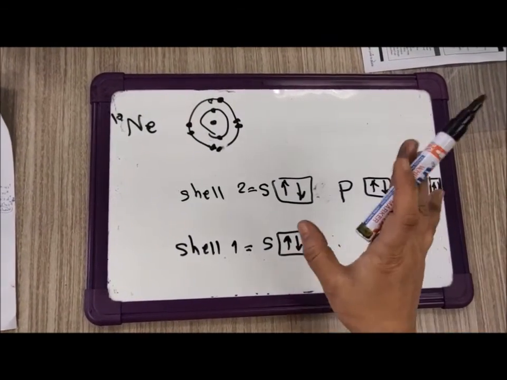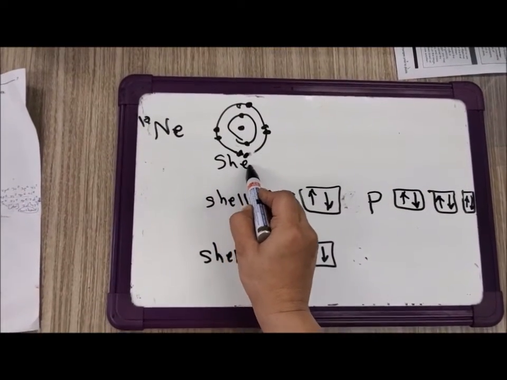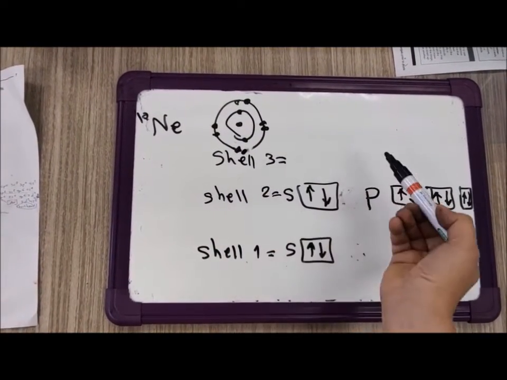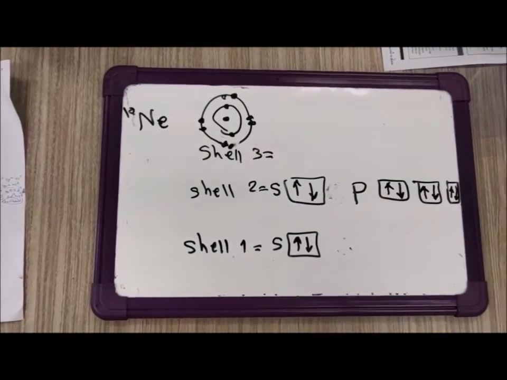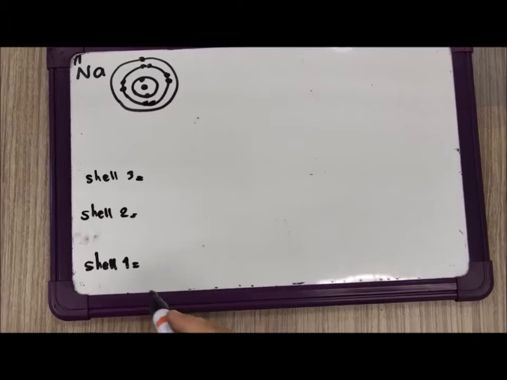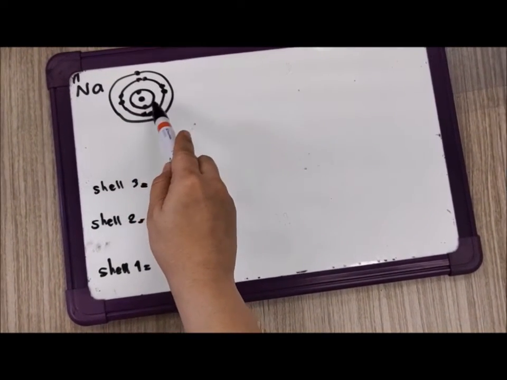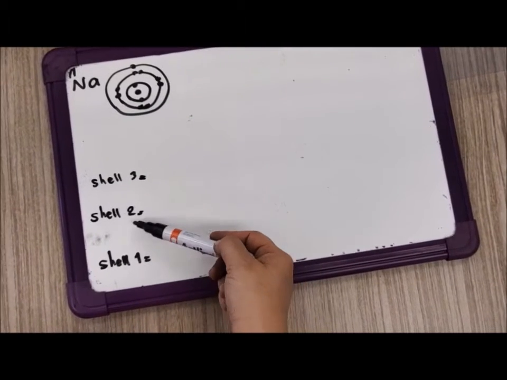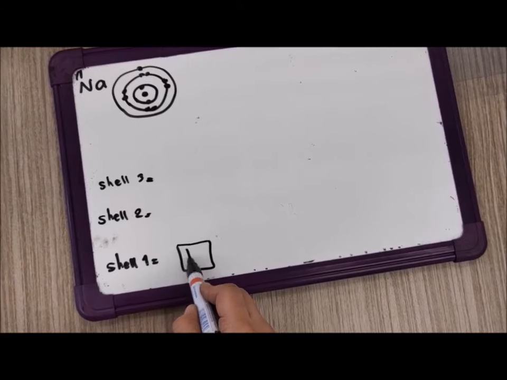So if you have more electrons, you have to move on to shell 3. Shell 3 also starts from s orbital. Now look at here. For the sodium, it has 1 more electron, but it has 3 shells now. So 1, 2, 3 shells. The first shell is only s orbital.